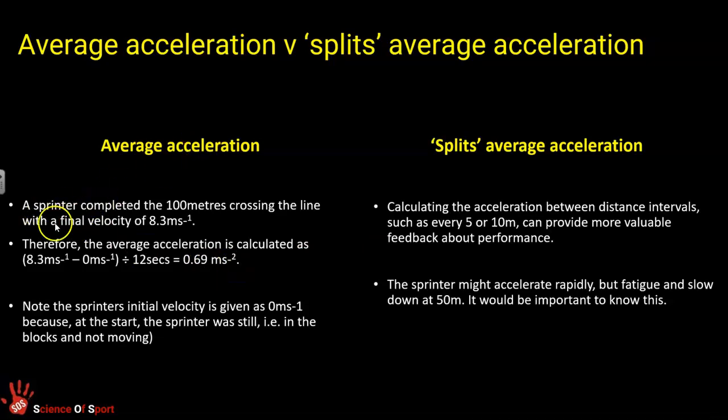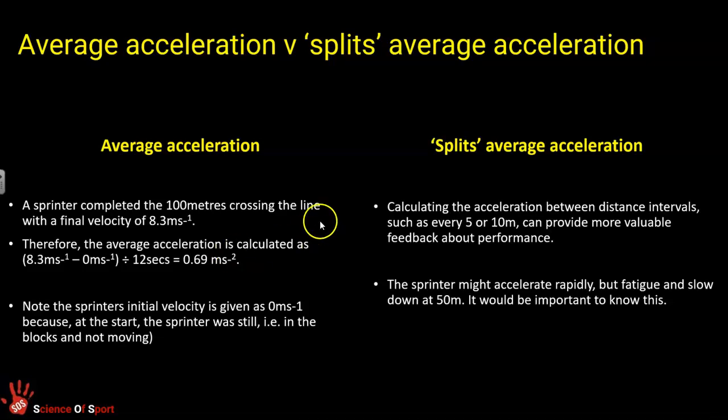So, average acceleration. If a sprinter completed 100 meters with a final velocity of 8.3 meters per second, their initial was obviously 0, and it took them 12 seconds to run that 100 meters. That gives them an average acceleration of 0.69 meters per second squared. Not so valuable, really. As I said, any changes in velocity at the start or the end are lost in that 100 meters.